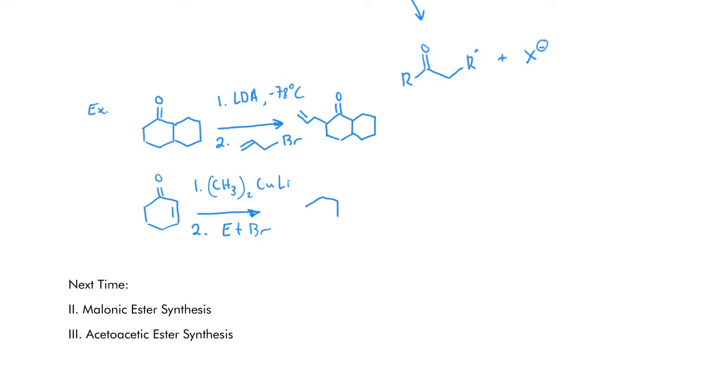Now, this is a little bit of a tricky example because you haven't seen anything like this before. In step 1, instead of me adding a base, I've added a Gilman reagent. And in step 2, I add my primary alkyl halide. And this is the product that we would get. It's this ketone with the ethyl group at the alpha position and a methyl group at the beta position.